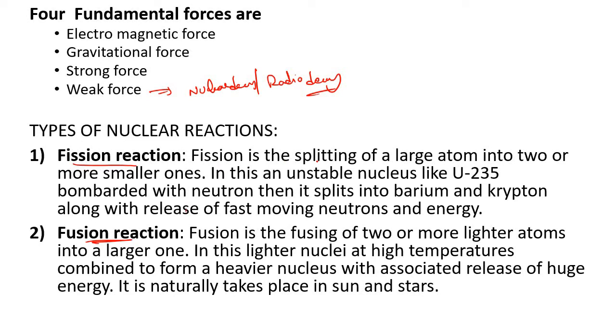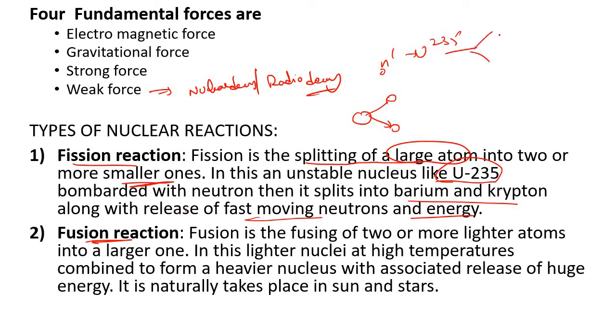So fission is splitting of a large atom into two or more small ones. A bigger one is split into smaller ones. In this, an unstable nucleus like uranium-235 is bombarded with a neutron, then it splits into barium and krypton, along with the release of fast-moving neutrons and energy. This is what we discussed now. This process is called fission reaction.